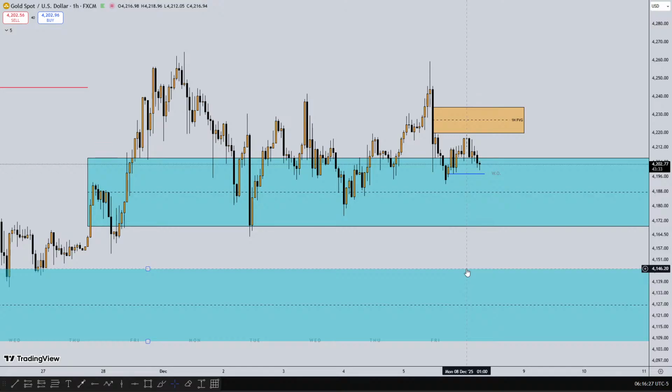But to put it all, I don't have a clear bias on gold currently. I need to see more price action to give me more perspective of where price should trade to. But if I were to go into the week with an idea of where price should trade to, I will be anticipating lower prices for price to retrace to the inversion fair value gap.